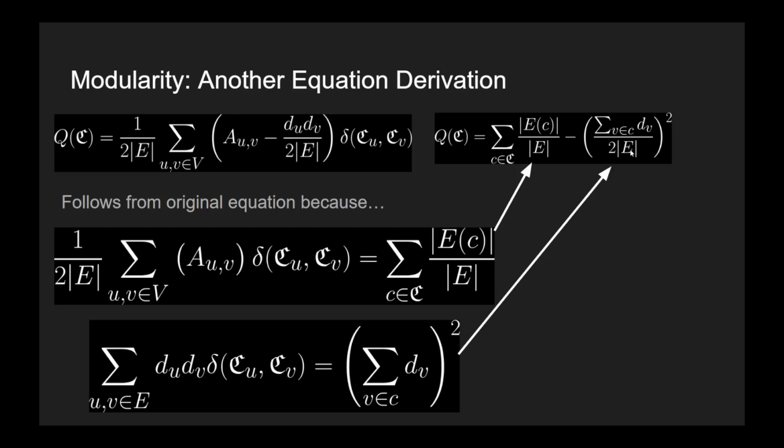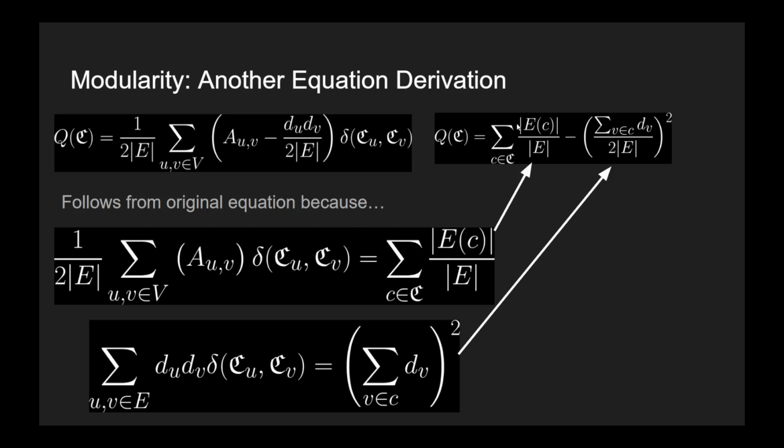And why are they equivalent? Let's take a look at a derivation. So on the left here is the original equation I introduced. And on the right is a new form. So again, on the left we're doing summations over every pair of vertices. On the right we're doing a summation over each community.